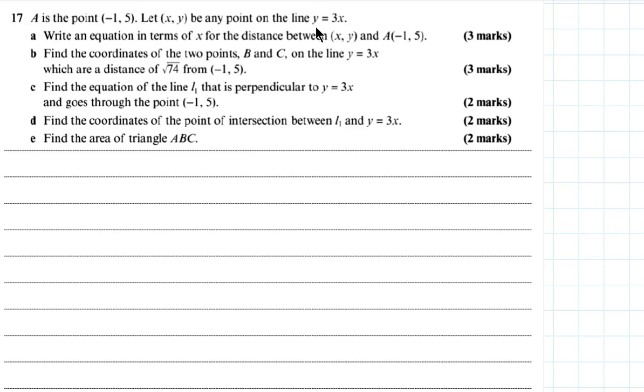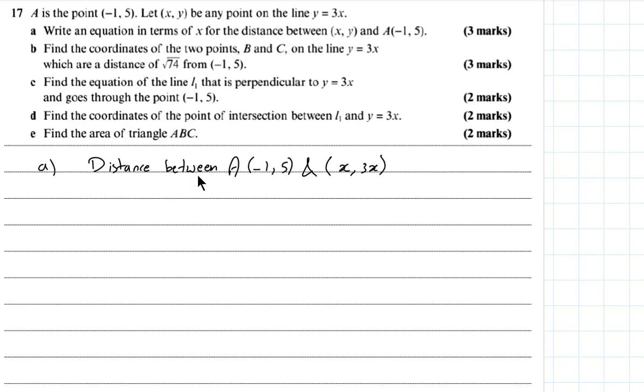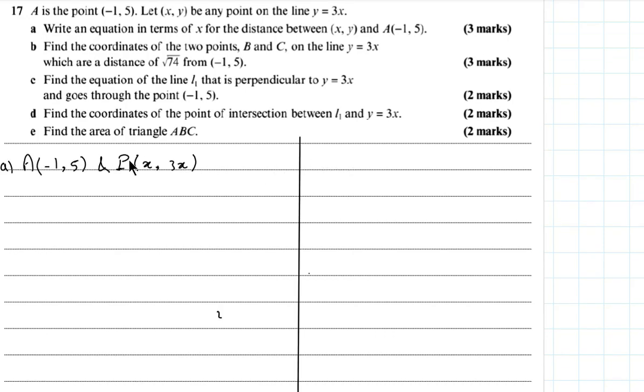17. A is the point (negative 1, 5). Let (x, y) be any point on the line y equals 3x. A, write an equation in terms of x for the distance between (x, y) and (negative 1, 5). For A, the requirement is to get the distance between A and any point. I name it P. The coordinates of A are (negative 1, 5). The coordinates of P are (x, y). I replace y with 3x.